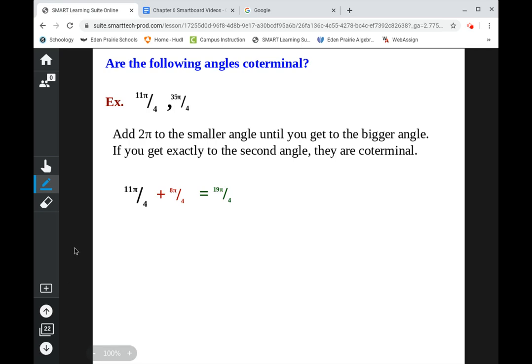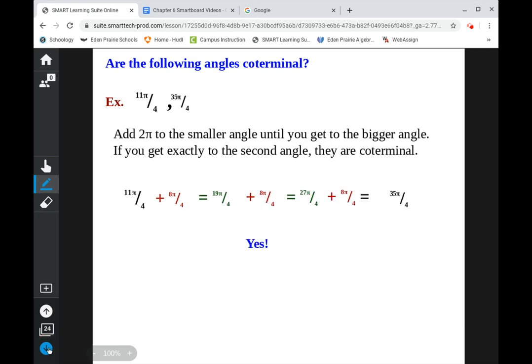So I'll take the smaller angle, 11 pi over 4, and I'll add 2 pi until I get to 35 pi over 4. Make sure you have a common denominator. So I use 8 pi over 4. Remember, that's still 2 pi. I get 19 pi over 4. Add 8 pi over 4 again. I would get 27 pi over 4. And then add 8 pi over 4 again. And of course, I get 35 pi over 4, which is exactly what I wanted to get. So therefore, 11 pi over 4 and 35 pi over 4 are coterminal angles.